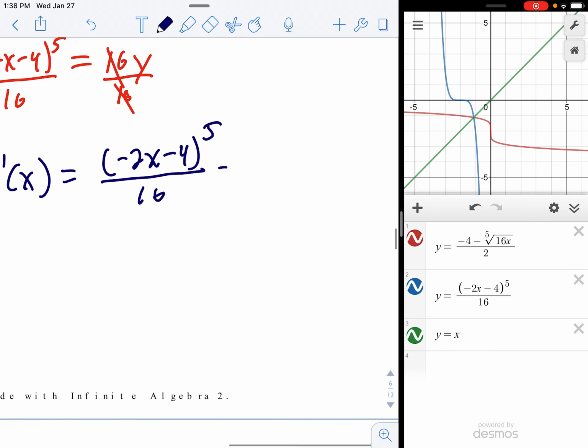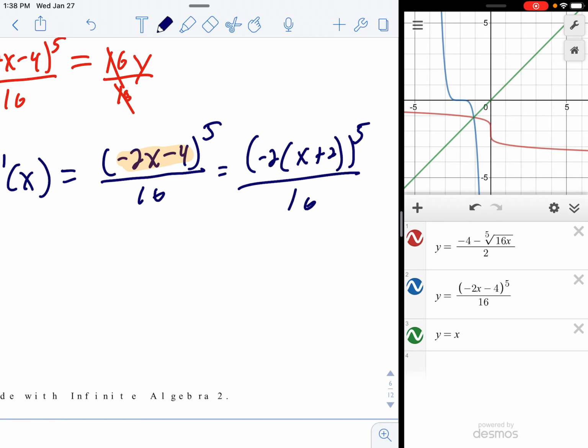So here's what they did. If you look at this as an expression, you can factor out a negative 2. We've done plenty of factoring. This is called common factoring. Now you can apply this 5th power to the negative 2 and the x plus 2. So it becomes negative 2 to the 5th, (x plus 2) to the 5th over 16.